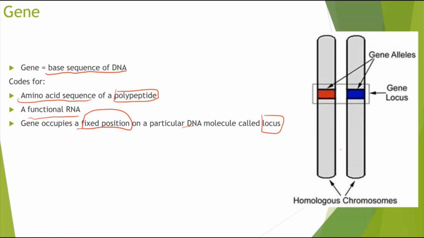For example, let's say we were looking at the gene for hair color. If this was the gene for hair color, then this would be the exact position on both of these chromatids. So the hair color gene would not be there for one and there for the other. It would have that fixed position, and that fixed position is called a locus.